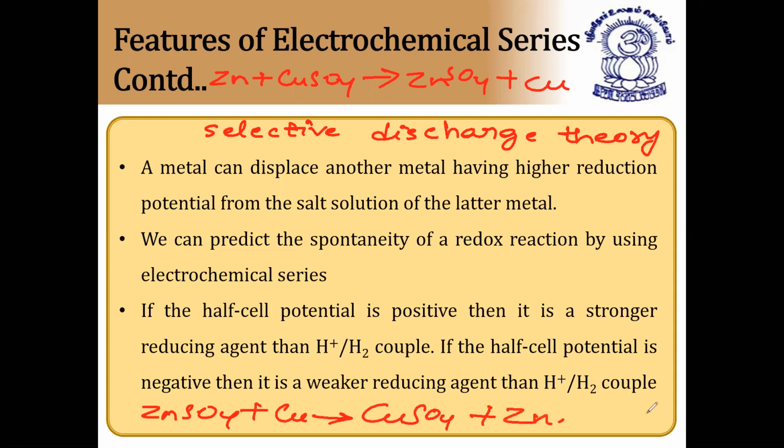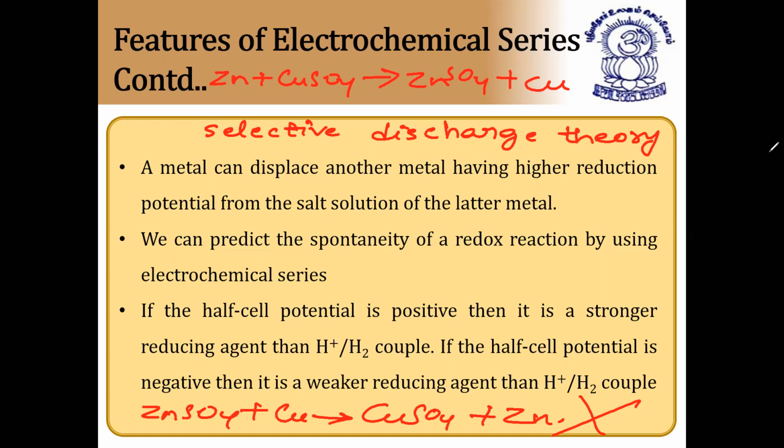So this reaction is not possible. It is not feasible, because from this reaction we can understand zinc sulfate is a salt solution of zinc and copper is a metal. Copper changes to copper sulfate and zinc sulfate changes to zinc, meaning zinc sulfate is reduced to zinc by using copper, which is not at all possible because copper is below in the electrochemical series and zinc is above. And a metal can displace another metal having higher reduction potential from the salt solution of the latter metal. So this point is clear.